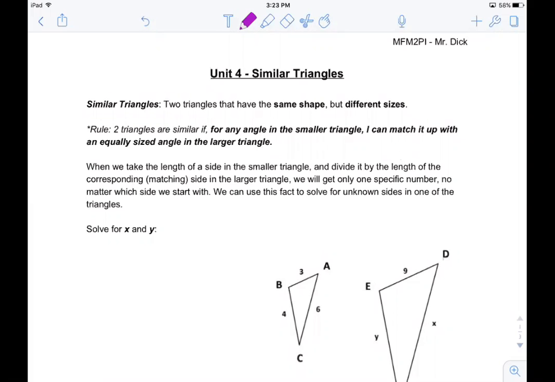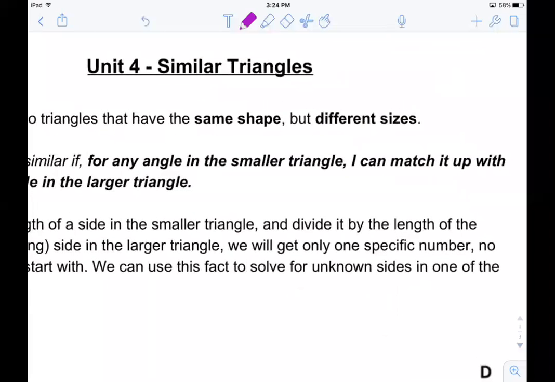As I mentioned, we are skipping over Unit 3 and jumping straight to Unit 4, which is going to start us off talking about one of two units that's going to all revolve around triangles. Specifically, we're going to start today talking about similar triangles. So first off, similar triangles means two triangles that have the same shape but different sizes.